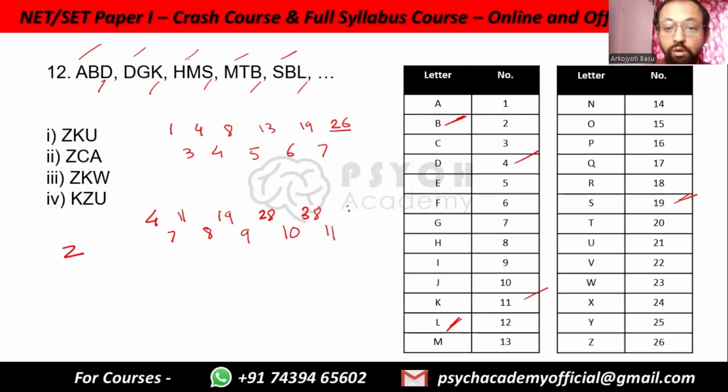That would be 49. So what would be 49? So 49 is equal to 26 plus 23. What is the 23rd? W. So we have W out here. So ZKW is the correct answer.